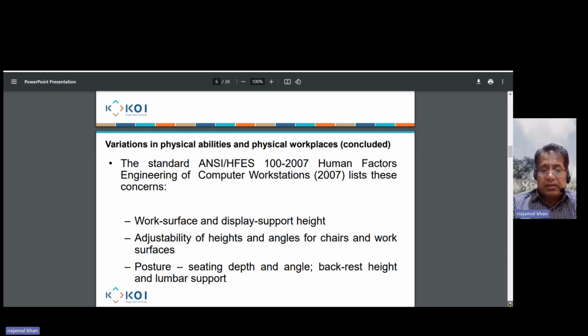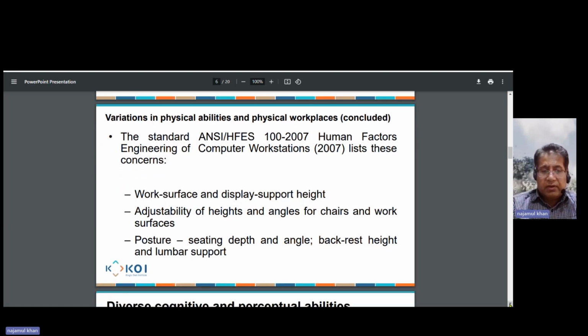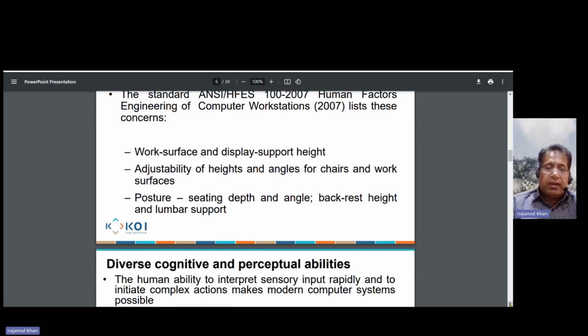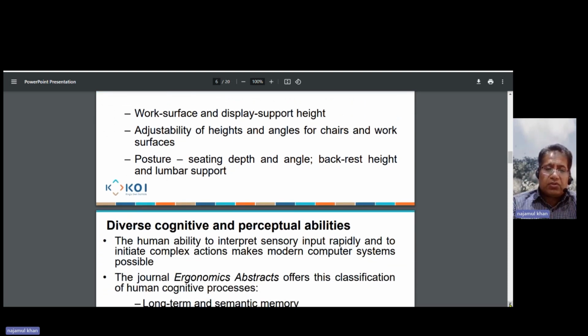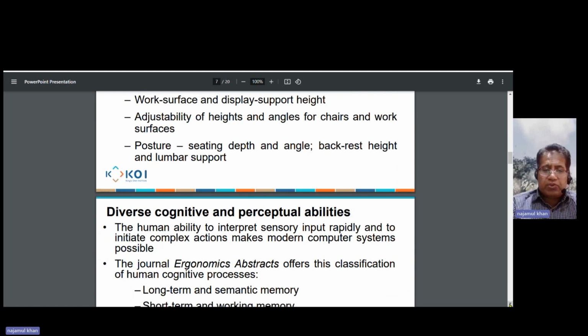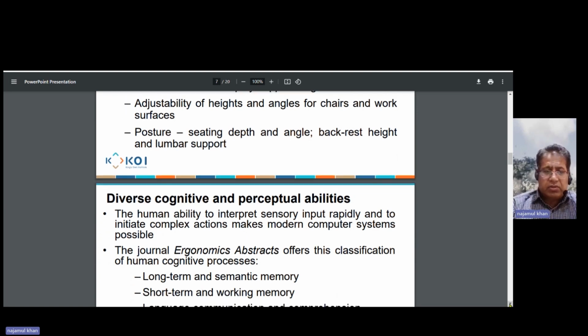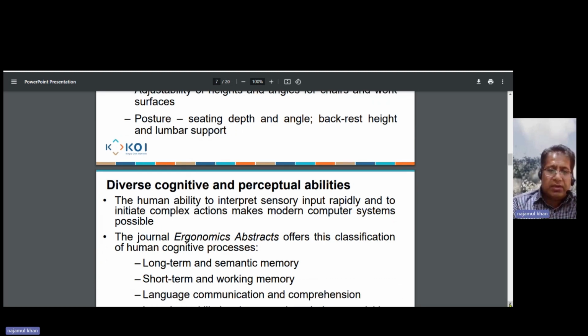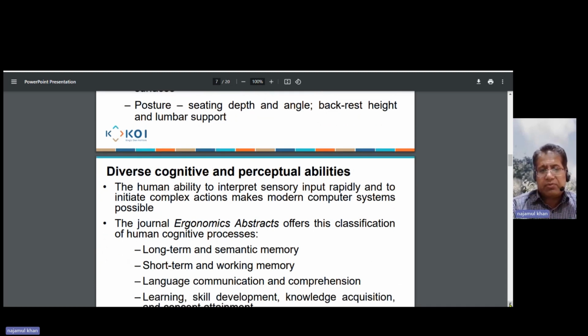Okay, let's keep moving here. Now we're going to look at some of the diverse cognitive and perceptual abilities. We have talked about the human ability to interpret sensory input rapidly, and to initiate complex actions to make modern computing systems possible. Considerations are being paid here.